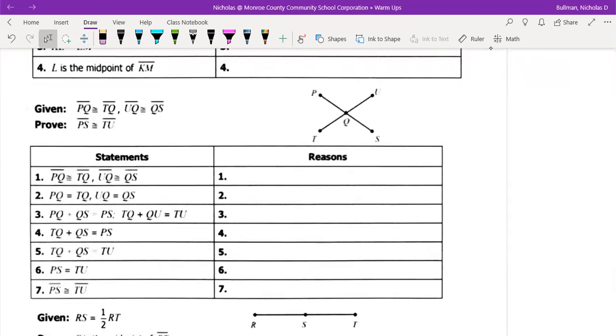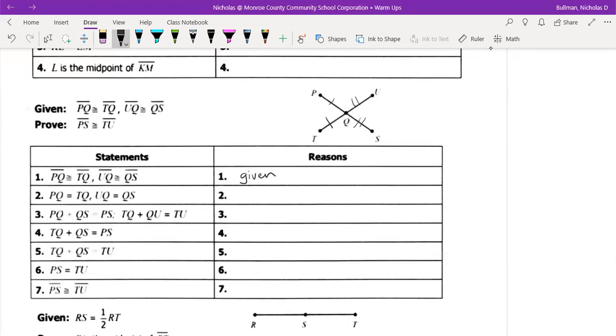All right, so this last one gives us two givens. It says that PQ is congruent to TQ. So we're going to go ahead and mark that. PQ is congruent to TQ. And then it also gives us that UQ is congruent to QS. And we're going to use the 2 marks on that one. And that's their first statement, so that's our given.